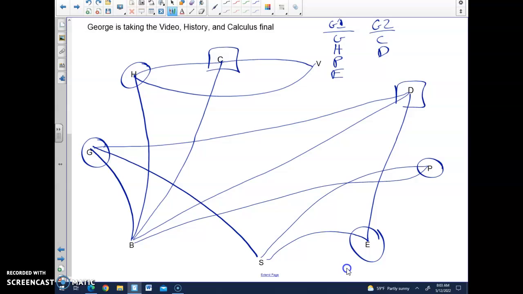Spanish can go with calculus, it can go with driver's ed. Good. Okay? Biology cannot go with calculus. Okay? But I'm in pretty good shape here, because group 3, what's left? Video tech. We'll use a triangle on this one.